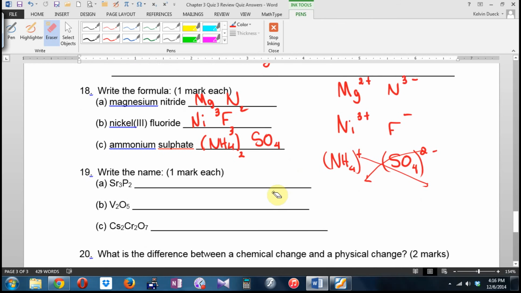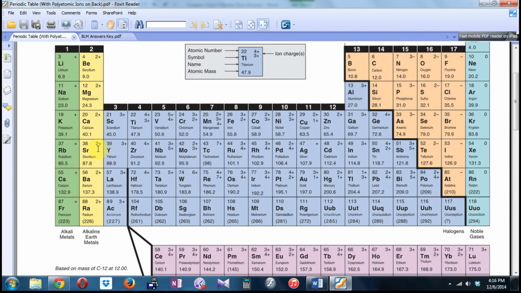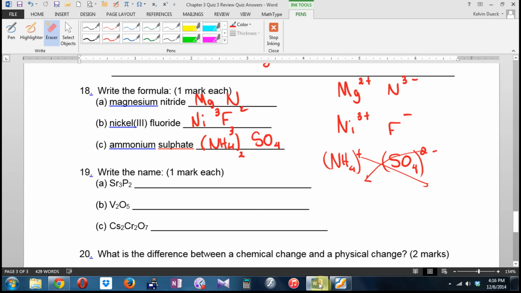Write the name. Now, Sr is strontium. Not multivalent, so it's going to be the IDE rule. It's going to be strontium phosphide. V2, V is vanadium. Vanadium is multivalent. So it's going to be vanadium something.